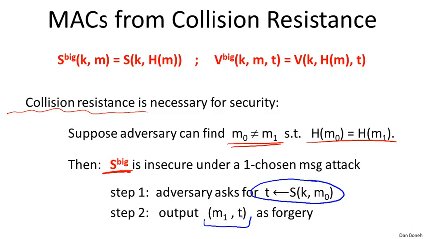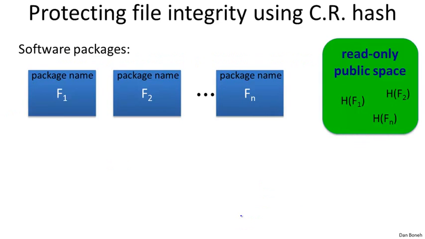So already we see that collision resistance is a very useful primitive in that it lets us expand the input space of cryptographic primitives. I want to show you one more application where collision resistance is directly used for message integrity.